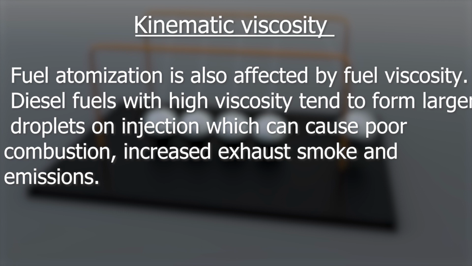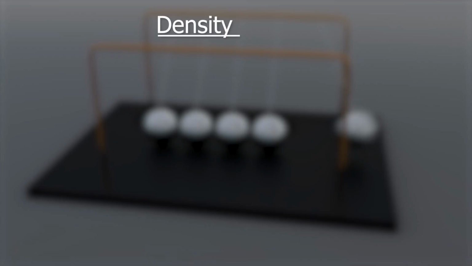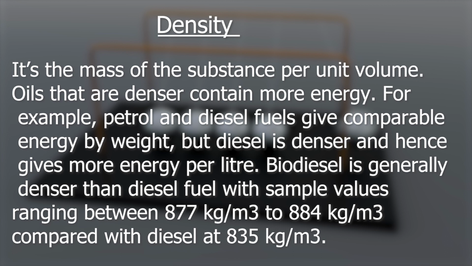Diesel fuels with high viscosity tend to form larger droplets on injection, which can cause poor combustion, increased exhaust smoke and emissions. The second property is density. It is the mass of the substance per unit volume. Oils that are denser contain more energy. For example, petrol and diesel fuels give comparable energy by weight, but diesel is denser and hence gives more energy per liter. Biodiesel is generally denser than diesel.